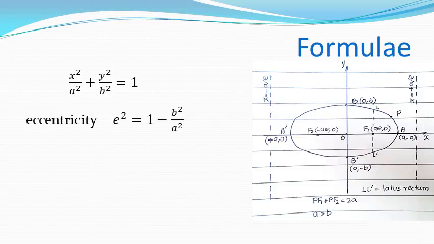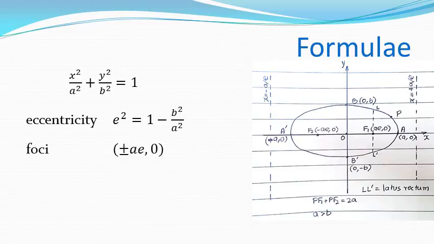Now, a standard ellipse is drawn like this. It is aligned along the x-axis and the formula for the ellipse is taken as x squared by a squared plus y squared by b squared equals 1. Now in this formula we have made the assumption that a is greater than b. With this formula, the eccentricity of the ellipse is given by e squared is equal to 1 minus b squared over a squared. The eccentricity of an ellipse always lies between 0 and 1.